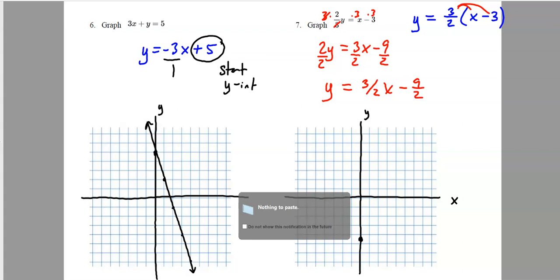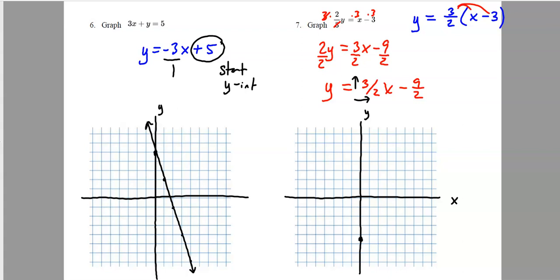And then from that point, I need to go up 3 over 2. So up 3 is going to be a tad bit tricky. I got to go up 1, up 2, and up 3. So there's up 3, and then over 2. It's going to put me right about in here. Then up 3 over 2, and up 3 over 2. Right through there. Go ahead and slap a line on it. And we are good to go.